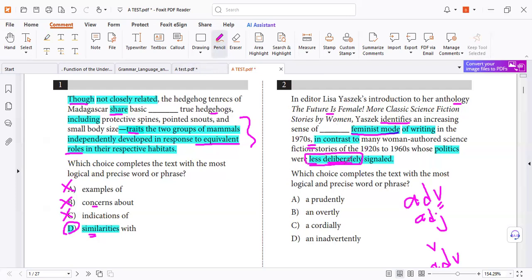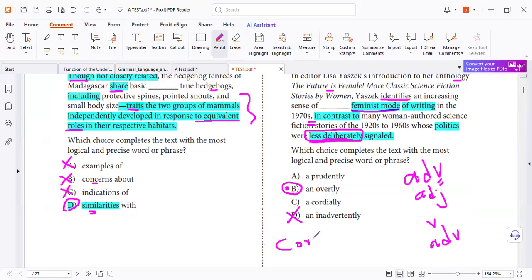Less, so we need deliberately. Which one is deliberately? Letter B, wrong. Letter B or D? You said B or D? I said B. So B is correct. But why not D? Inadvertently means not deliberately. We need the opposite. You know? So inadvertently means not deliberately. We need the opposite.